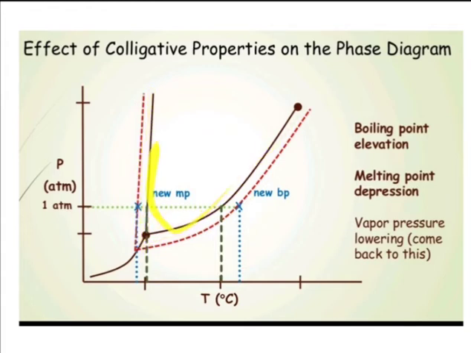This brown line shows the initial conditions. This red line shows the lowering of the vapor pressure. This green dotted line shows the initial boiling point, and the elevated boiling point is here, which is greater. And the freezing point depression initial point is here and it's shifted to the left side. So obviously temperature will be less.